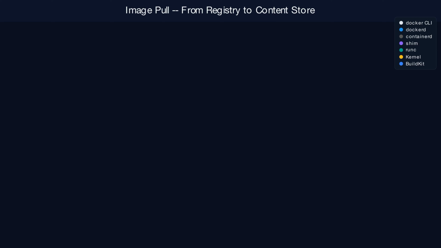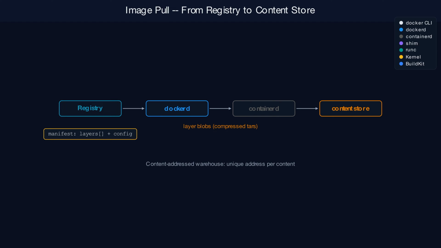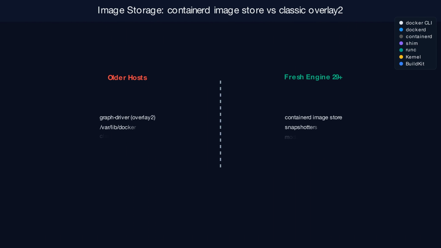When Docker needs an image, here is what happens. The CLI sends a pull request to dockerd. Dockerd resolves the registry, Docker Hub by default, and asks containerd to fetch the image. Containerd contacts the registry and downloads the image manifest, a JSON document listing all the layers, the config, and the platform. Then it pulls each layer blob, a compressed tar, and stores them content addressed in its content store. Think of a warehouse. Each shelf has a unique address based on the contents, not the name. Two images sharing a layer only store it once.